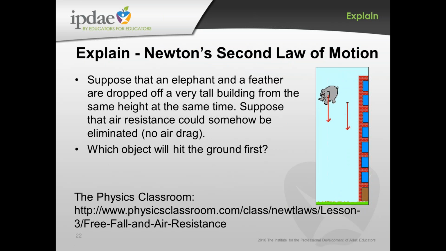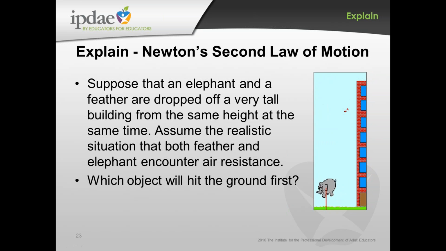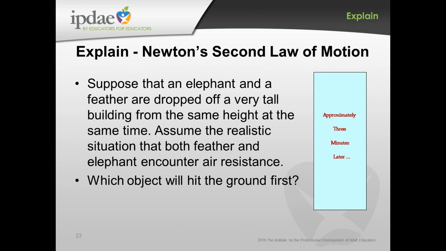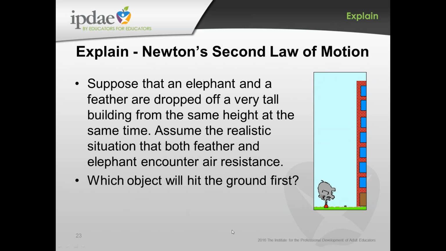And if air resistance could be eliminated, what would happen? Well, the students now have had that experience with the grape and the orange. They've had the experience working with the different kinds of paper. Now we know that air resistance is out. How does that impact? But then as we look to the next one, we see that we also have them dropped off a very tall building, and it's a realistic situation that both the feather and the elephant encounter air resistance. And so what happens as a result of that?